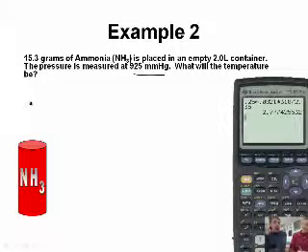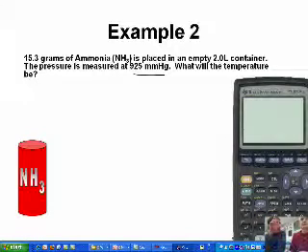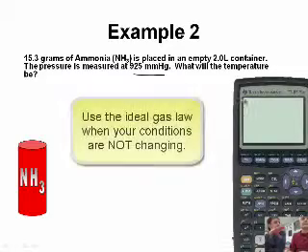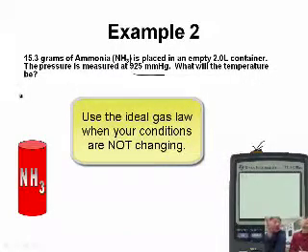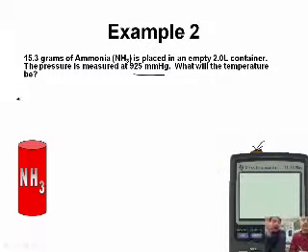Same thing. You'll notice when we're dealing with the ideal gas law, our conditions are not changing. We have one set of conditions, and we want to know one of the variables at those conditions. If conditions are changing, you're going to use Boyle's law, Charles' law, Gay-Lussac's law, or the combined gas law. But if you just have one set of conditions and they don't change, it's the ideal gas law. So what do we know here?